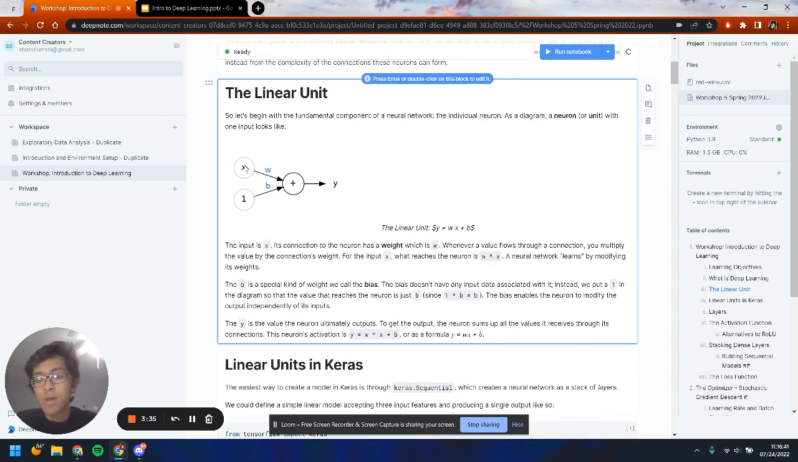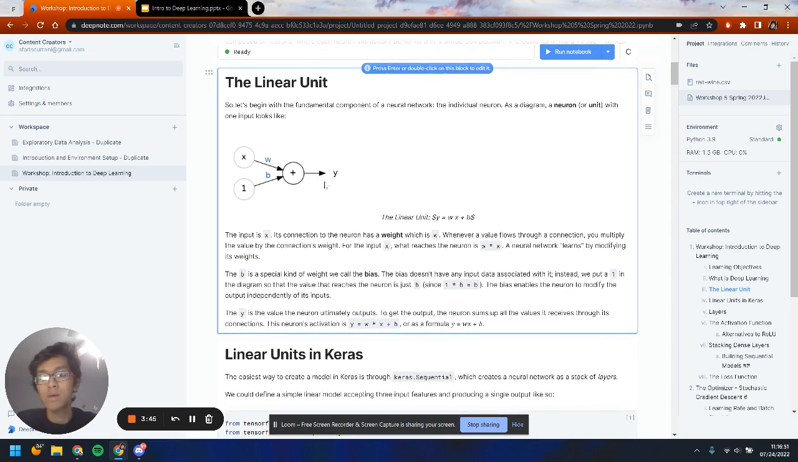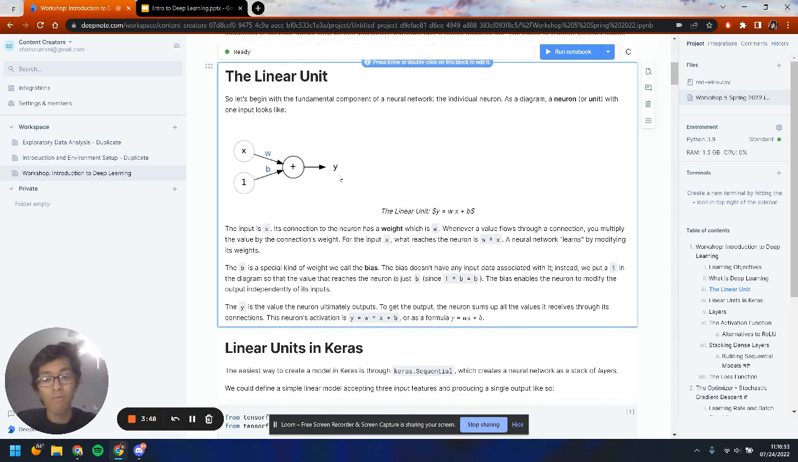So similarly in deep learning, this is how it works. We have an input which is multiplied by its weight, which we call W, and then passing through an intermediary layer to output Y. So the value of Y will be exactly equal to W times X plus B times 1, where B is what we call a bias.